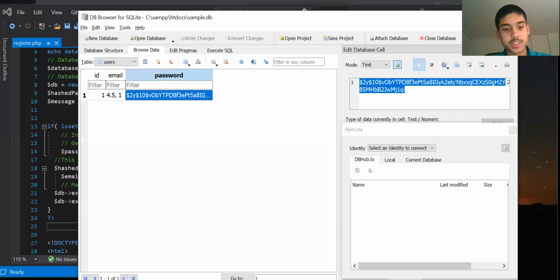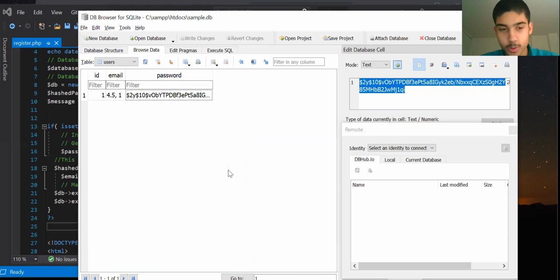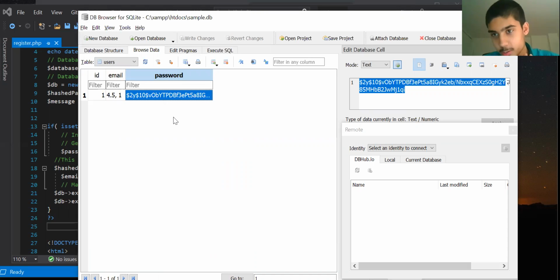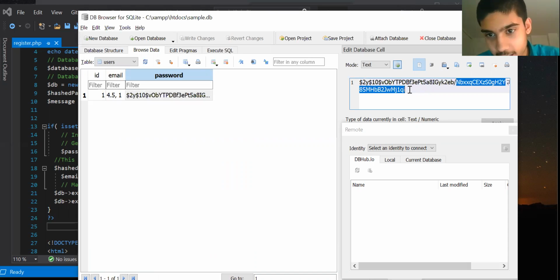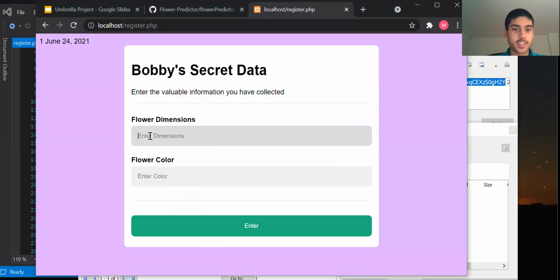The most important piece of data that Bobby has is whether or not the flower is red or blue. And we don't want anyone else to know, so we have a hashed code right here, which protects Bobby's data, which is the red color or blue color. For example, if Bobby was to enter another one, let's say he entered 9 and 10, and he said this is a blue flower. So he knows it's blue.